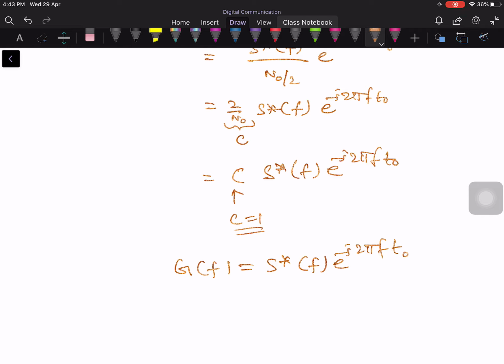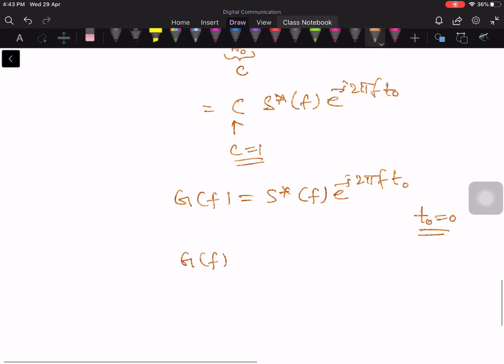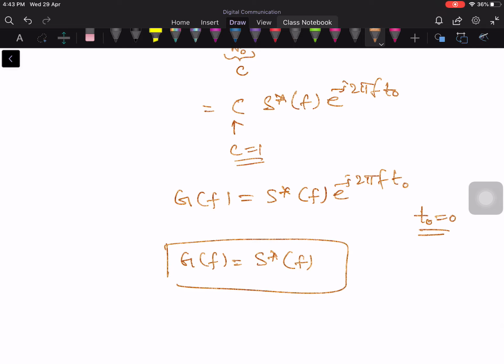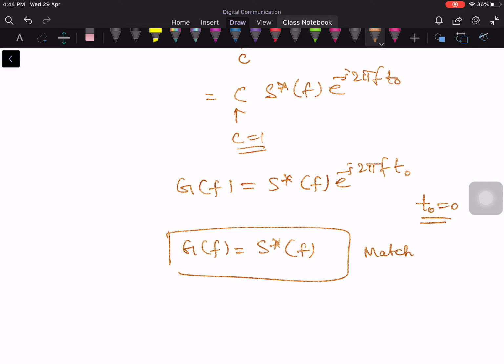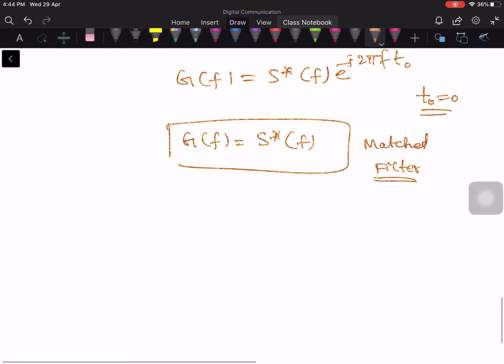Now when I say the sampling time instant t naught equals 0, then you end up with G of f equal to S conjugate of f. So this is the matched filter transfer function. The filter transfer function is matched to the signal itself. So this is called a matched filter. The matched filter transfer function is S conjugate of f.